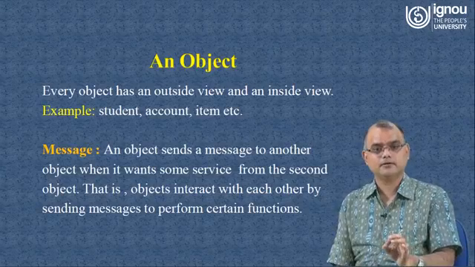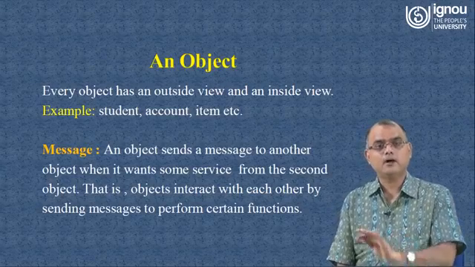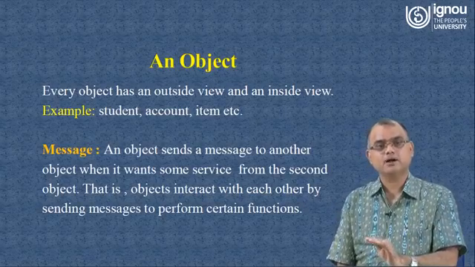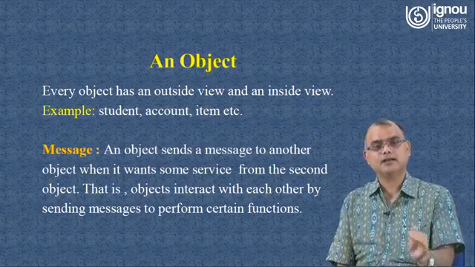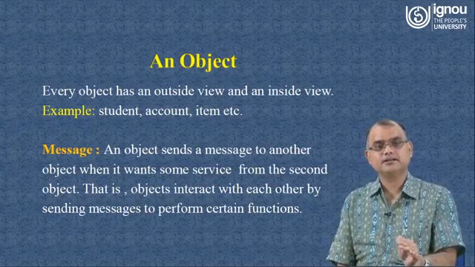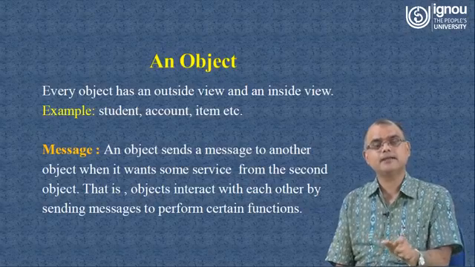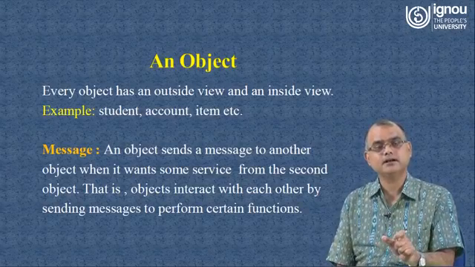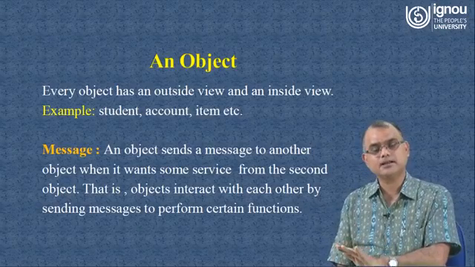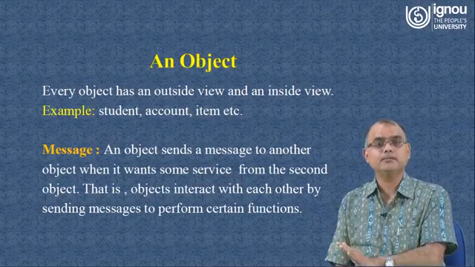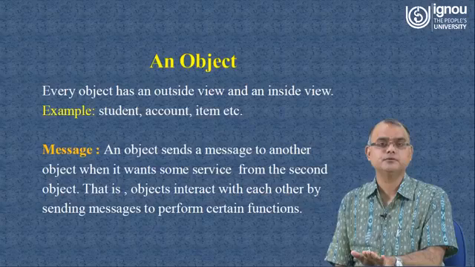Now again, how will objects communicate with each other? Objects communicate with each other with the help of message passing, and that message passing happens with the help of a certain interface, and that interface is nothing but the implementation of those operations. Implementation of those operations is what? Implementation of the functions which you write.